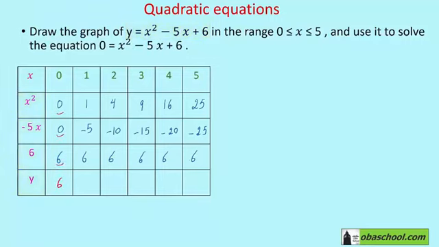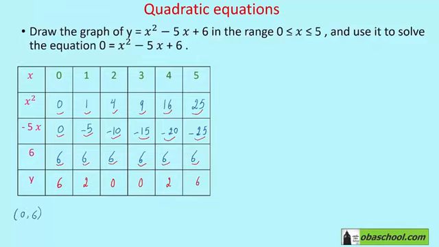And as for y, it's going to be the sum. So, 6. 1 minus 5 plus 6 is 2. 4 minus 10 plus 6 is 0. 9 minus 15 plus 6 is also 0. 16 minus 20 plus 6 is 2. 25 minus 25 plus 6 is 6.